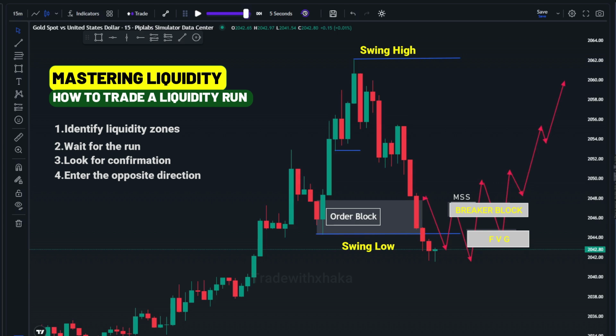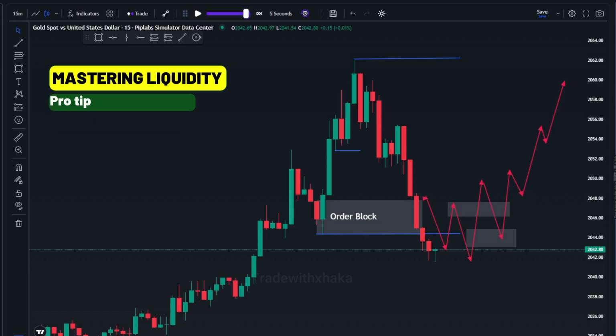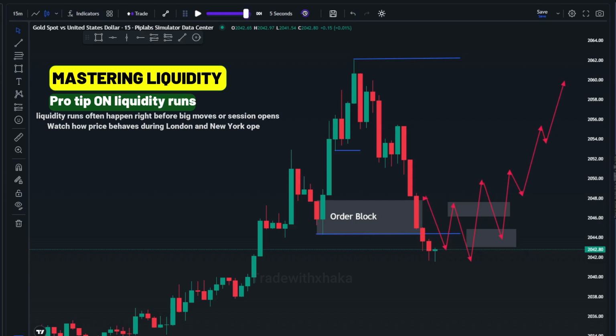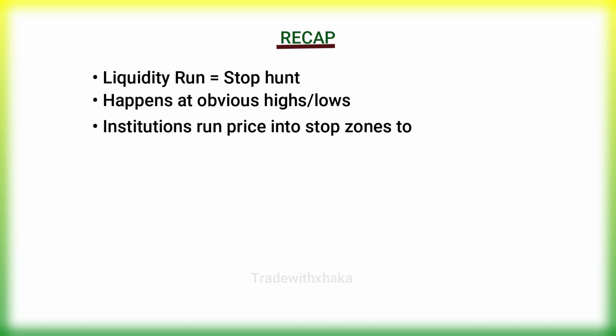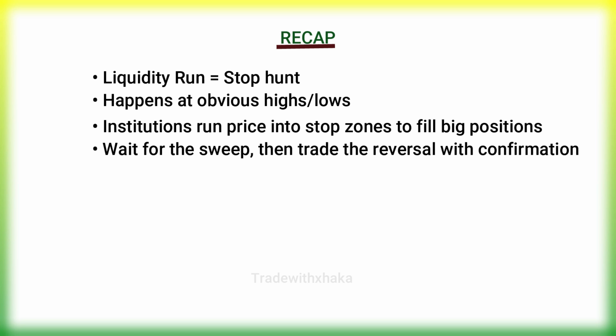Hope this is clear. For those of you who have watched to this extent, I will give you a pro tip. A liquidity run often happens right before a big move or session opens. Watch how price behaves during the London and New York opens. Liquidity grabs happen a lot during those times. So let me recap. A liquidity run equals a stop hunt that happens at obvious highs or lows. Institutions run price through those stop zones to feed their big positions. Wait for the sweep, then trade the reversal with confirmation.